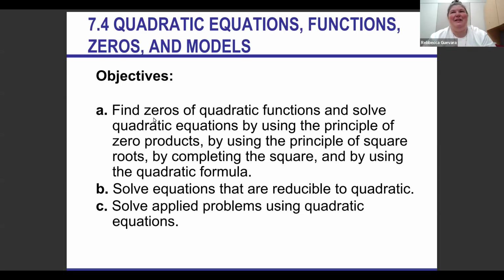We're taking out square roots. We have to cheat around that, or not square roots. Completing the square we're taking out. We are keeping square roots. Quadratic formula. Solve equations that are reducible to quadratics. So we've kind of seen that before when we were doing factoring, and solve applied problems using quadratics. So we have, I think, one applied problem.